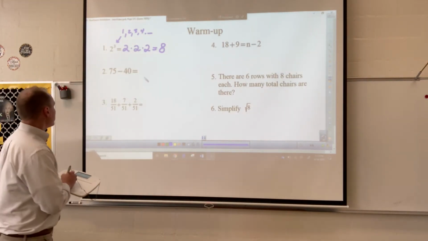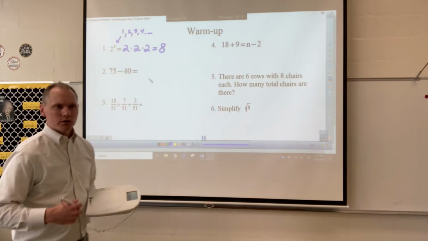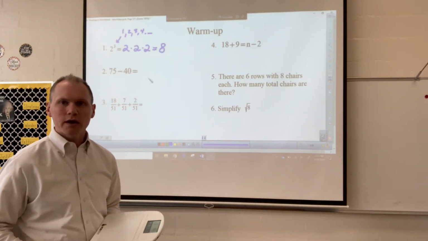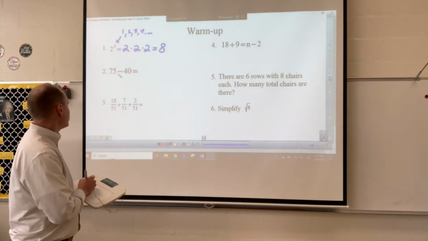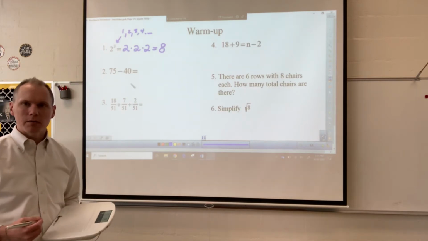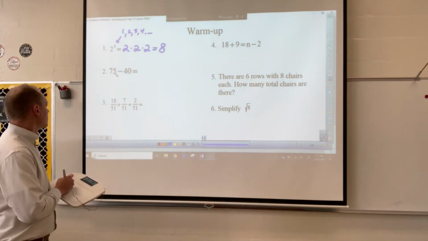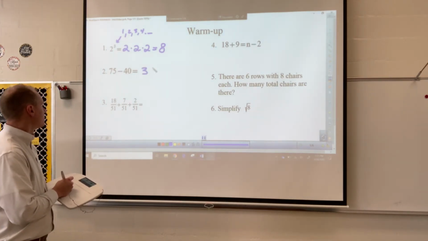Number 2, 75 minus 40. You can either subtract 10 4 times, or you can subtract 70 minus 40 and then add the 5 back in. So either way, we're going to get 35.